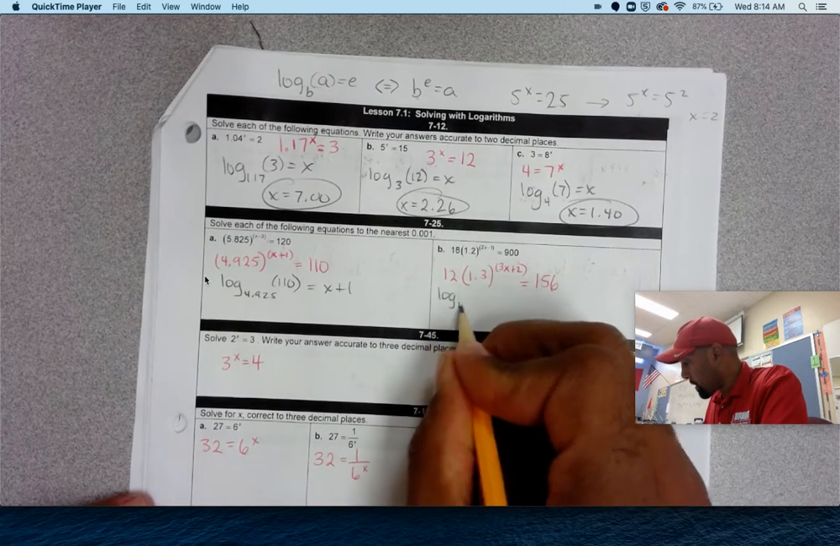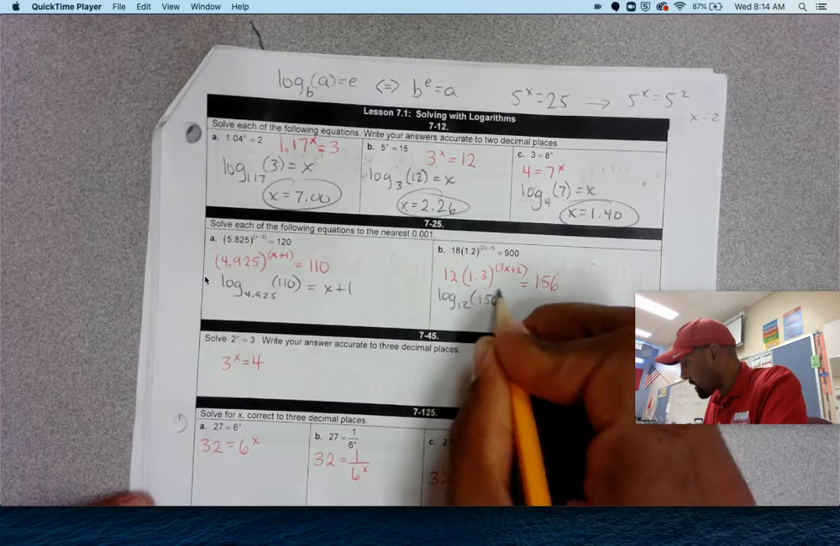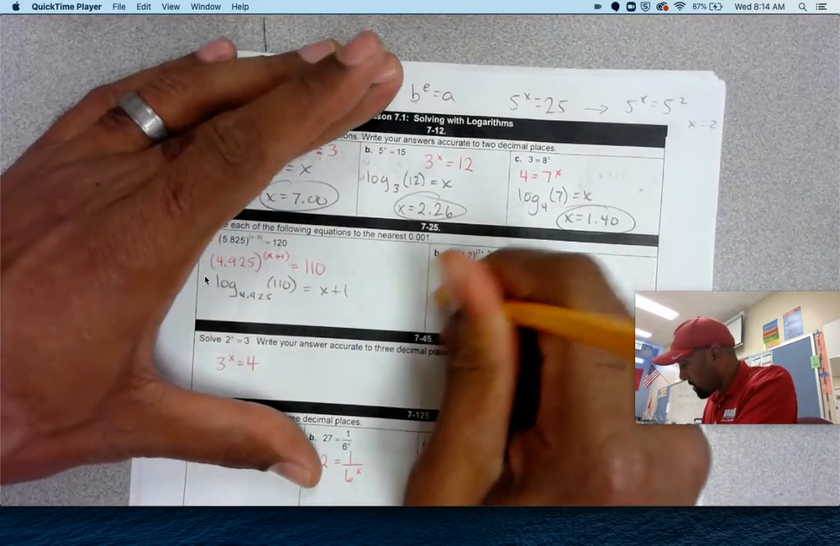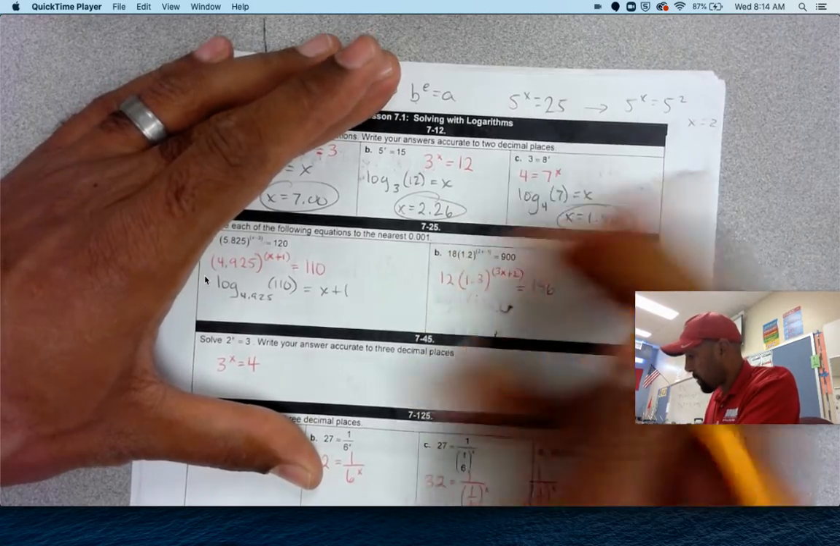So log base 12 of 156 is going to be equal to, oh, I apologize, guys. There's one more step we actually have to do with this one. So let's actually come back to that one in a second.